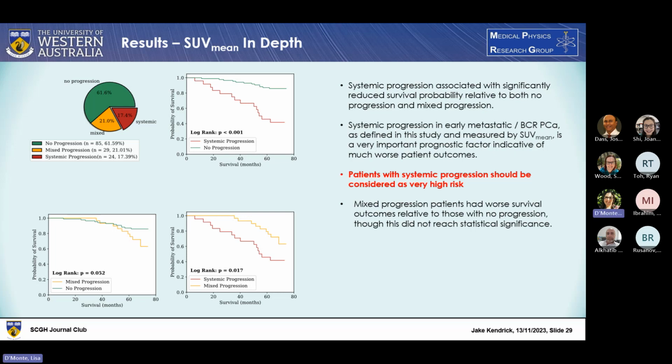What we also found is that mixed progression patients did have worse survival outcomes relative to those with no progression. However, you can see on the plot, this actually just marginally doesn't reach the level of statistical significance. So it's important to note it's not statistically significant, but you can see the survival plots start to diverge towards the end of the time period.